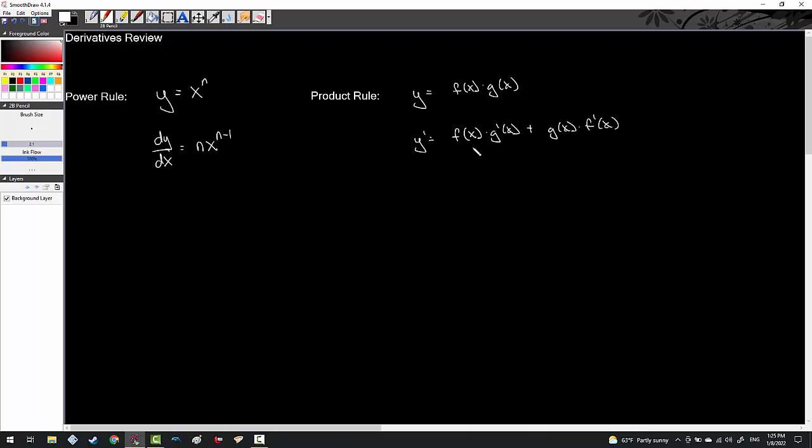The way I often say this is first unchanged times the derivative of the second plus second unchanged times the derivative of the first. I don't know why, but that has kind of a rhythm that I tend to follow pretty well. So that's how I tend to remember product rule.